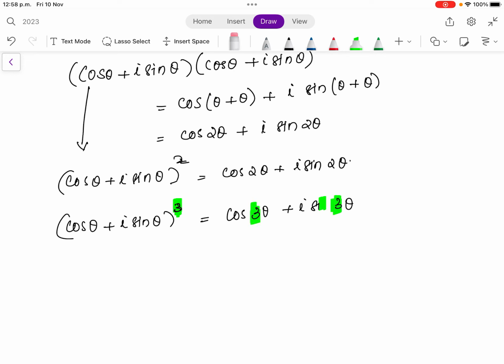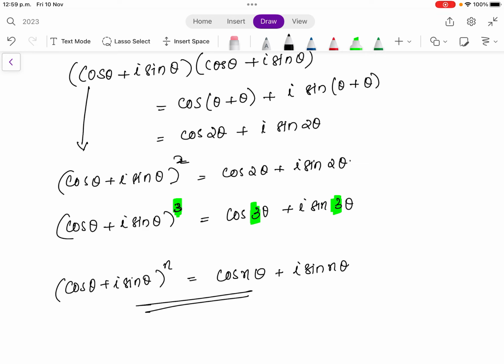Okay, so the generalization of this is De Moivre's theorem. So I can say that (cos theta plus i sin theta) to the power of n is equal to cos n theta plus i sin n theta. Okay, this is the theorem. This is for all real values of n.